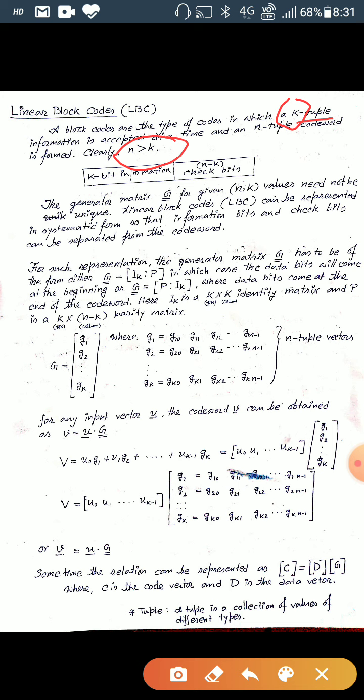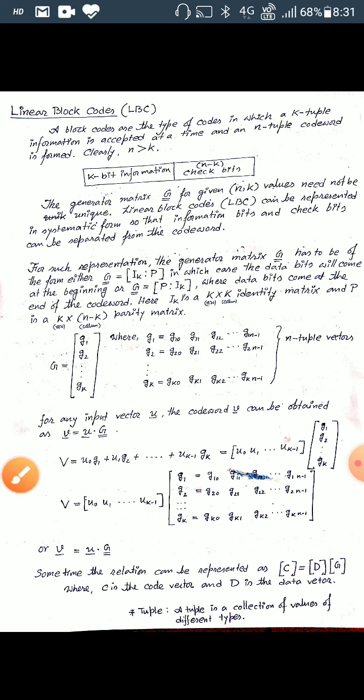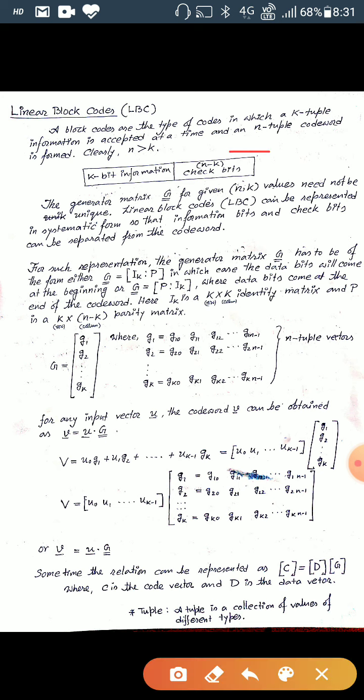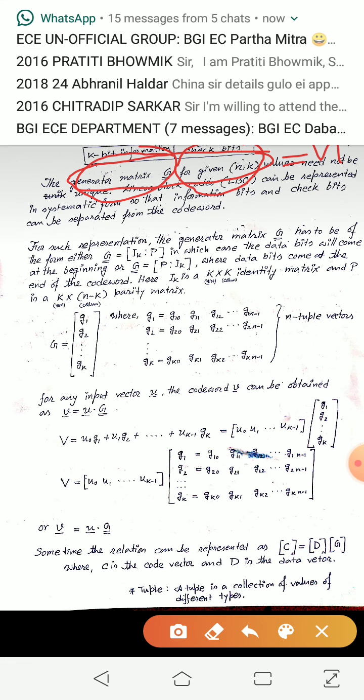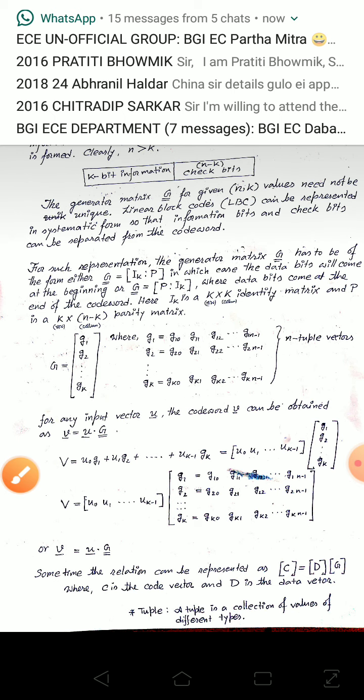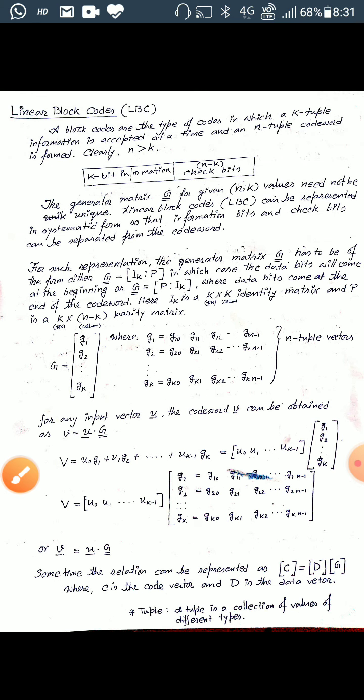So here n is the total length of the code word. If you consider this as the code word, which is equal to n, then n is a k-bit message with extra checking bits or redundancy bits, that is n minus k. So the summation becomes the value of n. This represents k bits of information and n minus k checking bits.